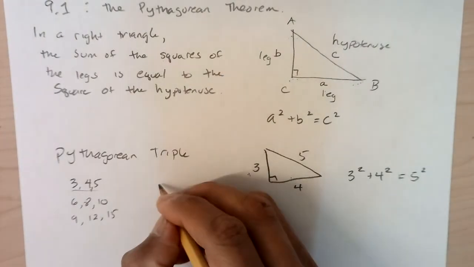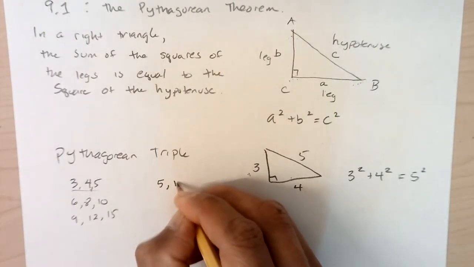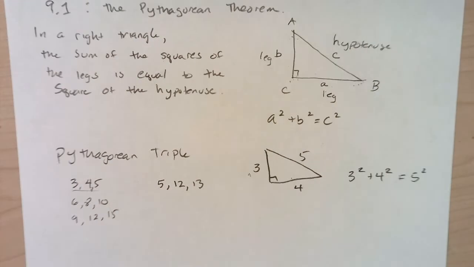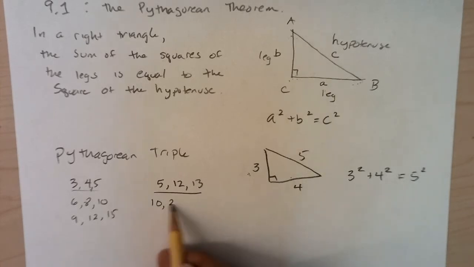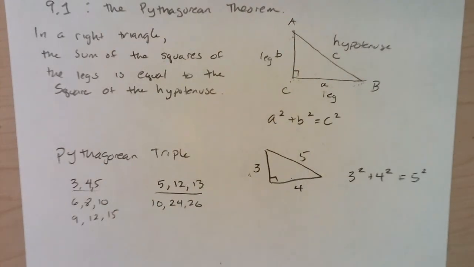But the next Pythagorean triple is 5, 12, and 13. 5 squared, 25, plus 12 squared, 144, is equal to 13 squared, 169. And then I can do a similar thing with 5, 12, and 13. 10, 24, and 26 should work because that's 5, 12, and 13 multiplied by 2. And then I can multiply 5, 12, and 13 by 3 as well.